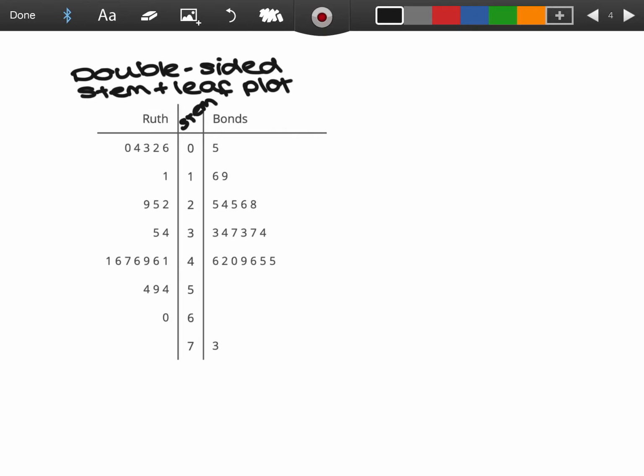So now I can say, in some season, I know that Ruth had 0 in the stem, 3 in the leaf, which means that it's just 3. I've got no tens going on here because my stem is 0 and my units is just 3. So I know in one particular season that Ruth had 3 home runs. Now in a different season, I know that Bonds had 37 home runs. So I can read them off on different sides.